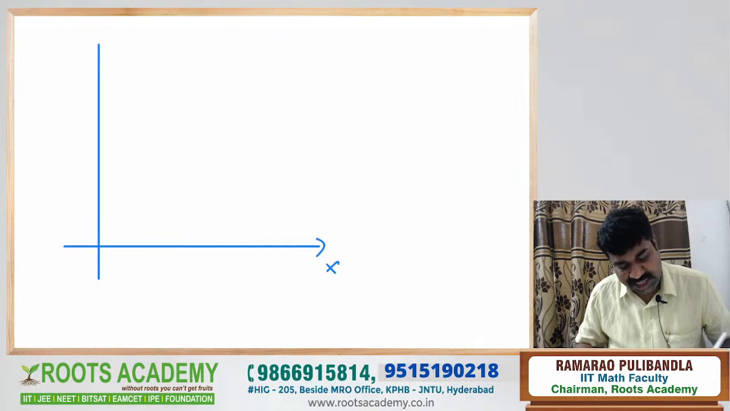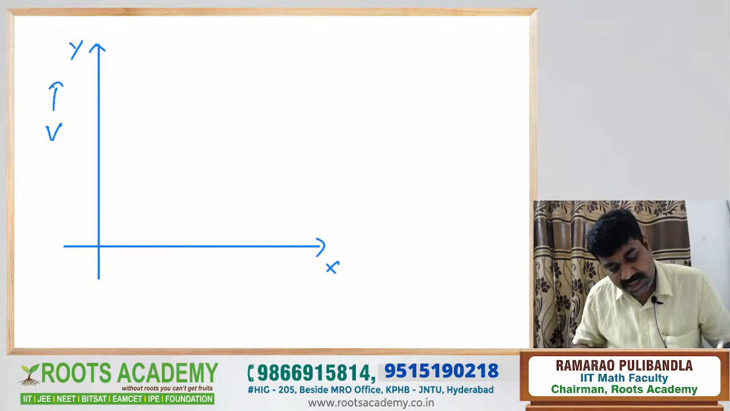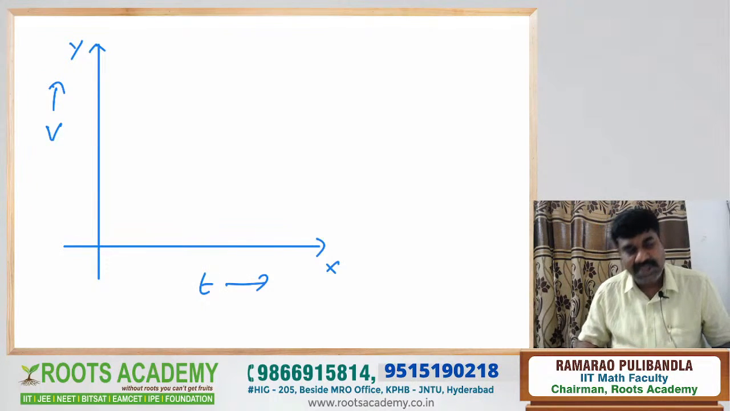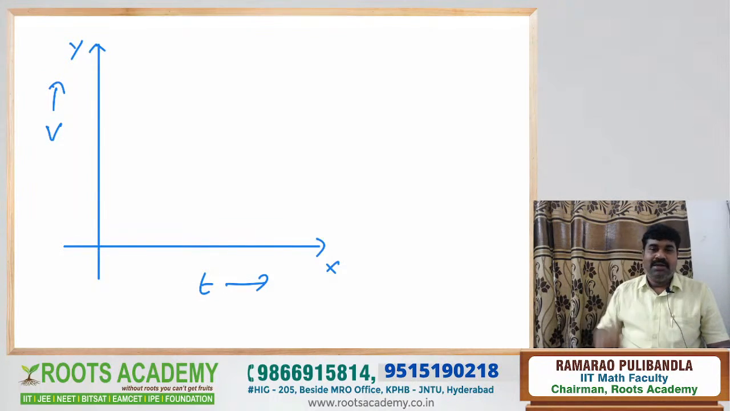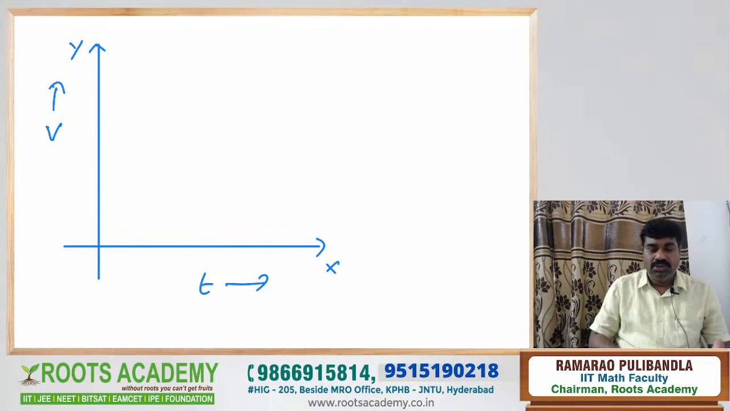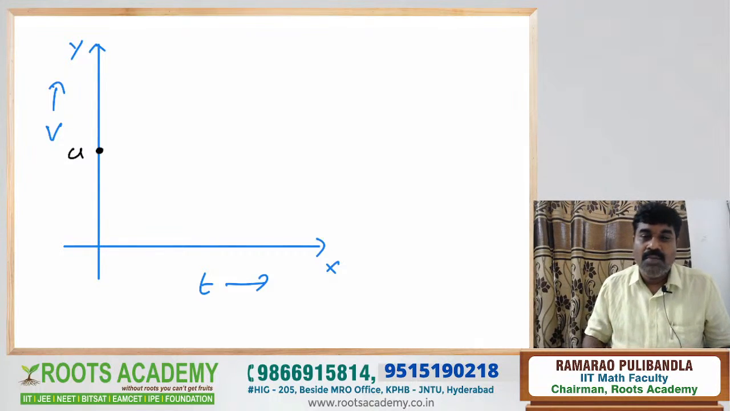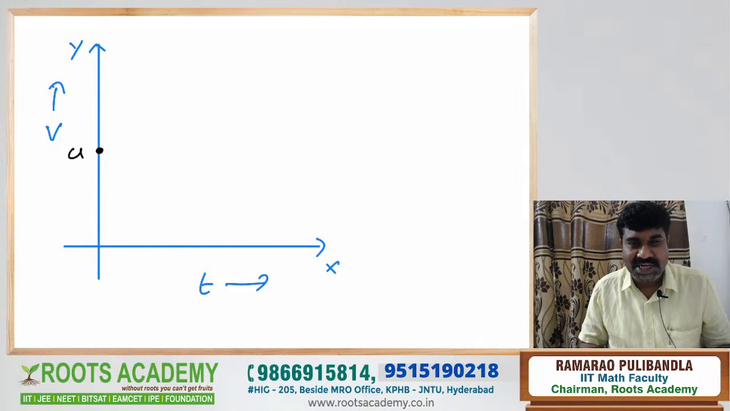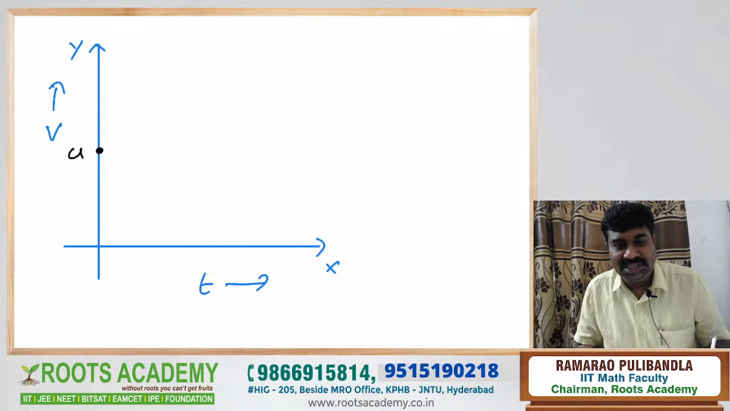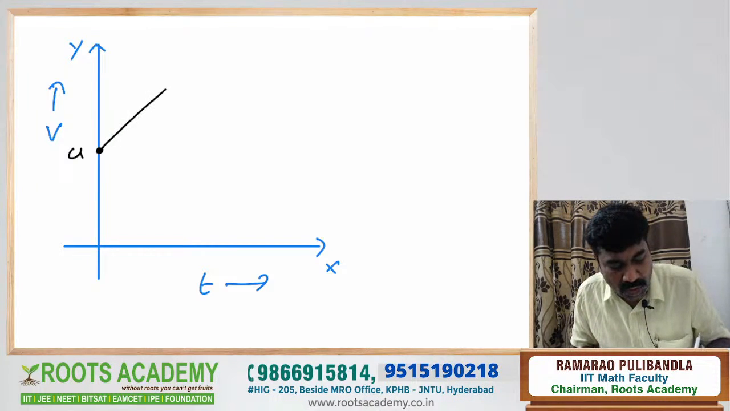Here this is the x-axis and this is the y-axis. Velocity is taken along the y-axis, time is taken along the x-axis. Here, the body starts with initial velocity u, so initially it has some velocity u. After that, the body moves with uniform acceleration. What is the velocity-time graph for uniform acceleration? That is a straight line with positive slope.